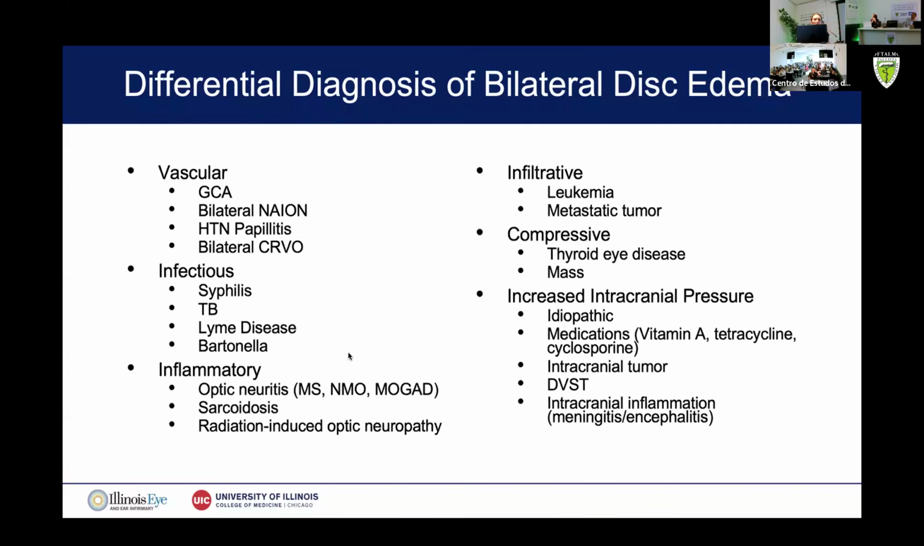And then we've got to think of increased intracranial pressure, either primary or idiopathic, or secondary to medications, intracranial tumor, dural venous sinus thrombosis, and then, of course, intracranial inflammation, like meningitis and encephalitis, can do this. Lastly, it could be fake: pseudopapilledema with optic disc drusen.